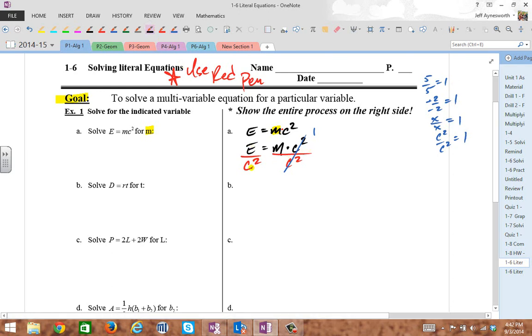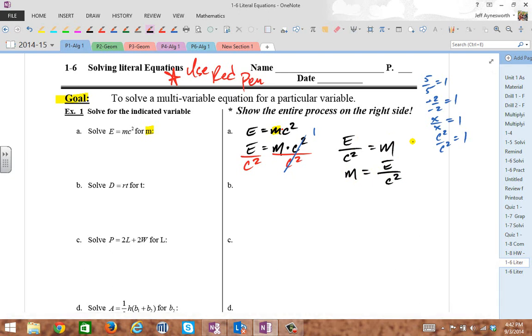Well, we get energy divided by speed of light squared equals mass, or E divided by c squared is equal to m. Or if you want to switch the order, m equals energy divided by c squared, or speed of light squared. You can go ahead and switch the sides of the equation as you want. Okay?